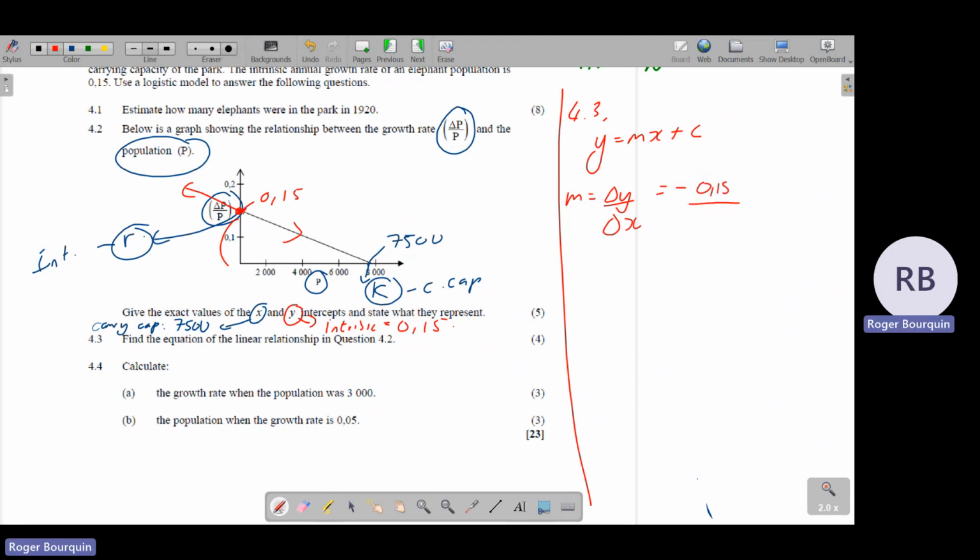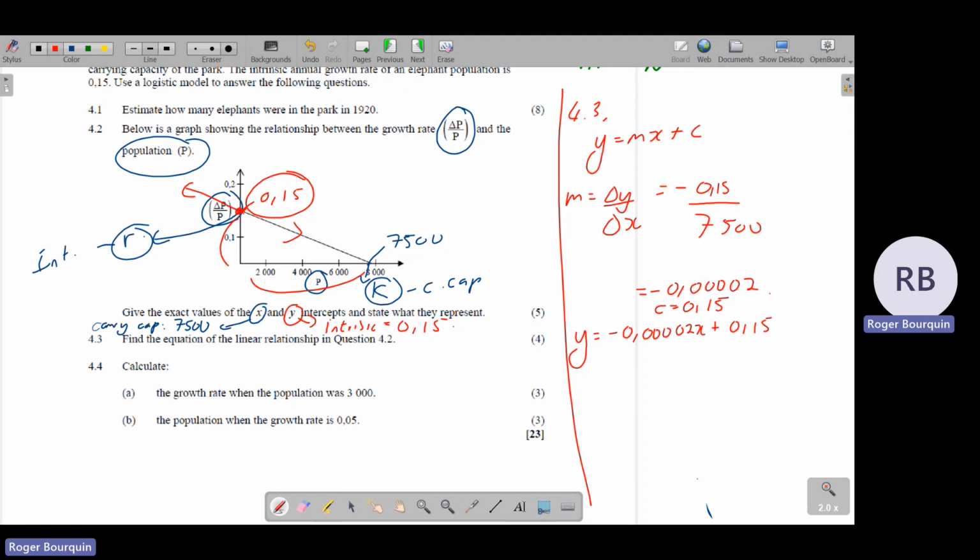What's your change of x? 7,500. Okay, and if you work that out, you should get negative 0.0002. Okay, and do we know C? What's C? 0.15, right? So in terms of y, it's y is equal to negative 0.0002x plus 0.15, because C is 0.15. There's your y-intercept over there.